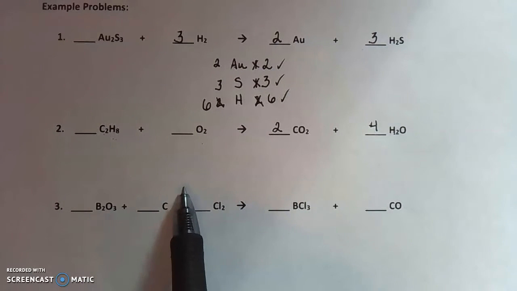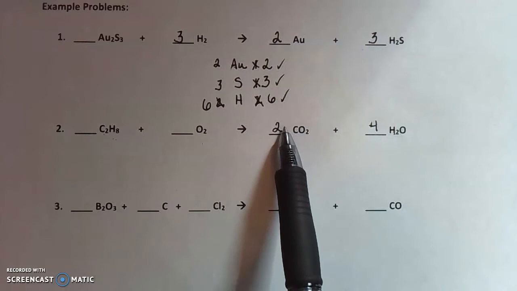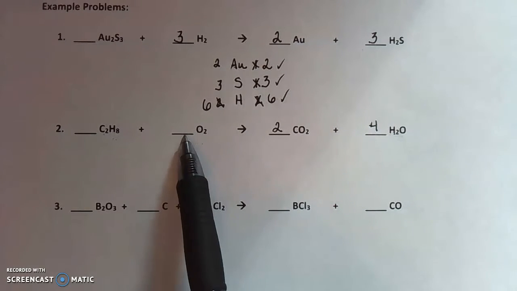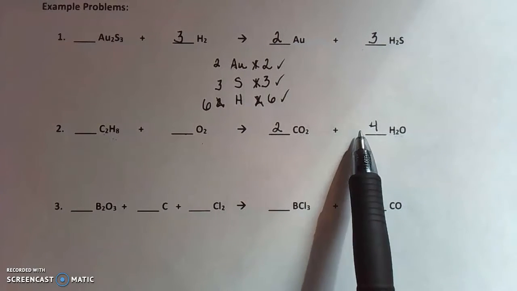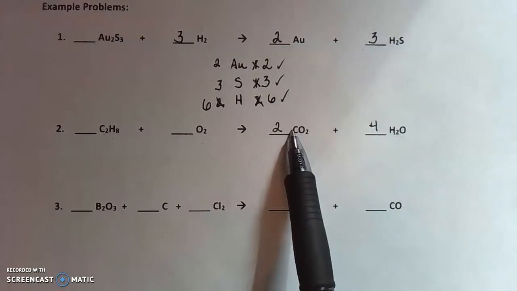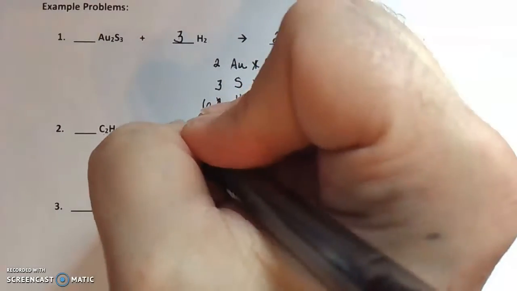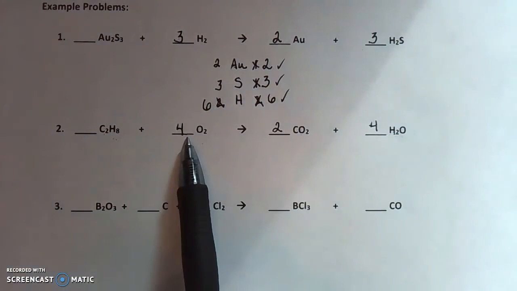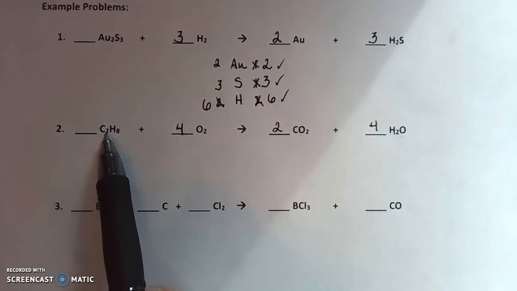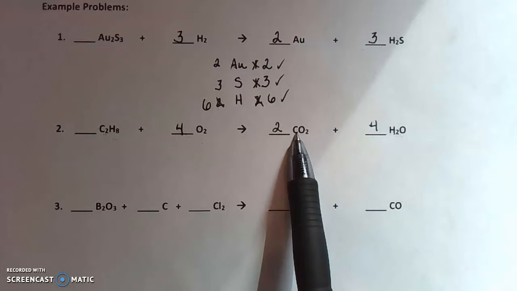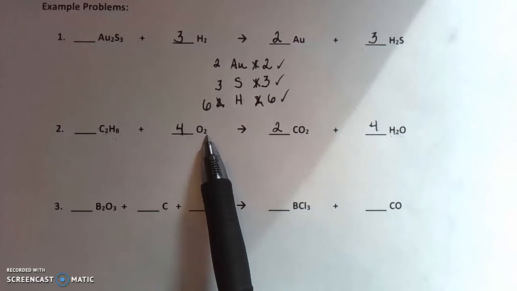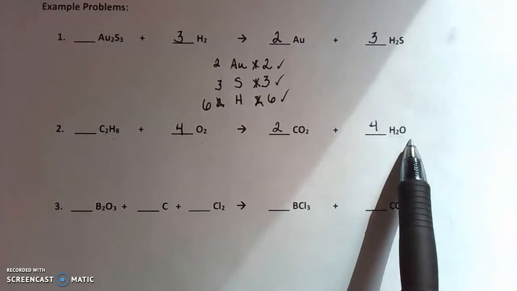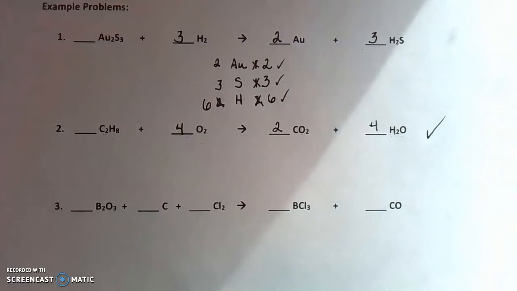Now I have to do my O's. So I've completed this side over here. I'm going to count the O's over here and see if I can put a number here to balance out my O's. So I have 2 times 2, which is 4, and 4 times 1, which is 4. So 4 plus 4 gives me 8 O's. So I can put a 4 here to give me 8 O's. Now I want to double check. 2 C's, 2 C's, 8 H's, 4 times 2 is 8 H's. 8 oxygens, I have 4 here and 4 here. That one is checked.